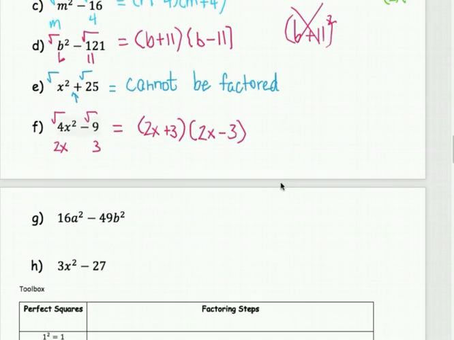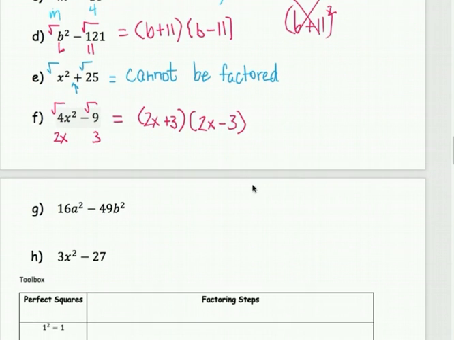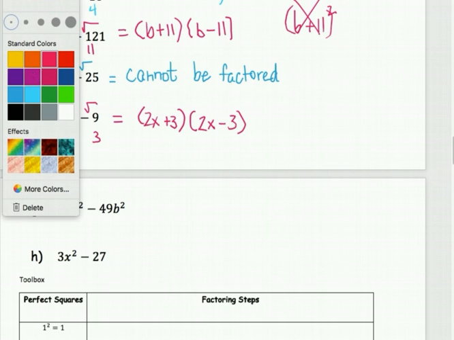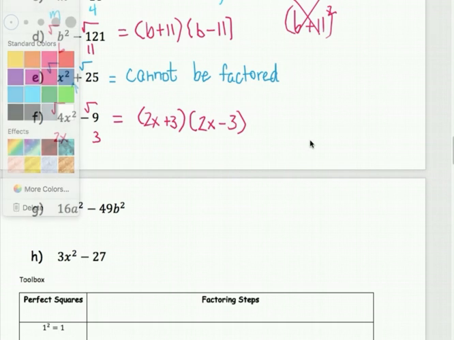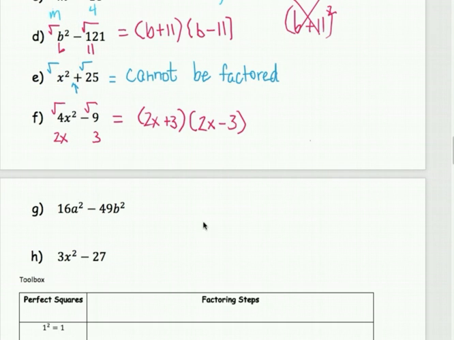Again, check for the GCF. I should have been doing that all the way through, but I want you to make sure you're doing that. So, do I have a greatest common factor here? Okay. So you're looking at 16, 49. Any numbers work in there? Nope. How about the letters? Nope. Okay, so you know GCF's 1.